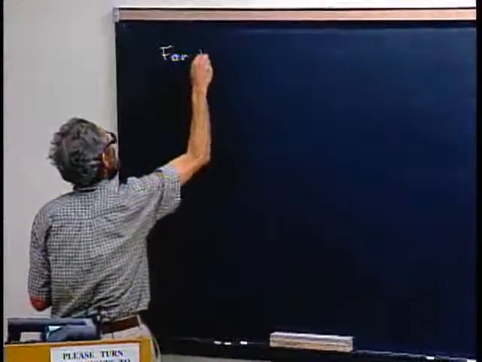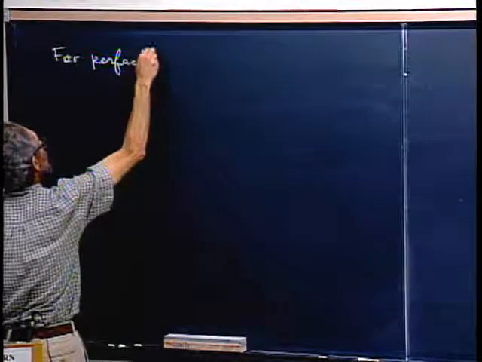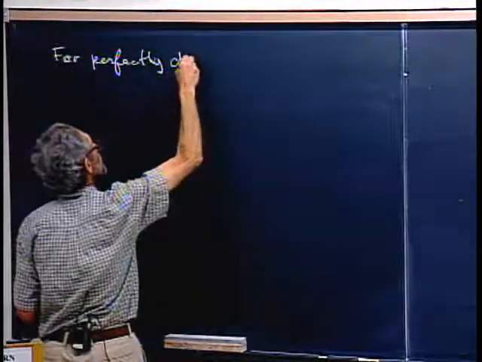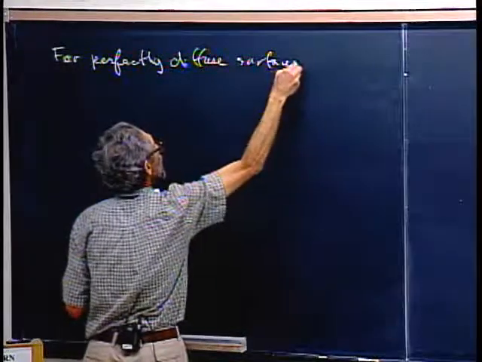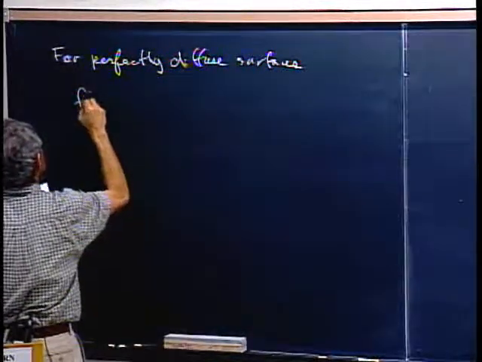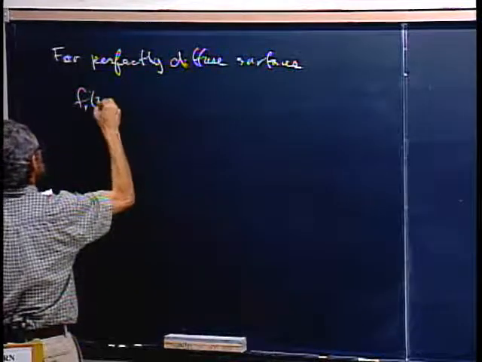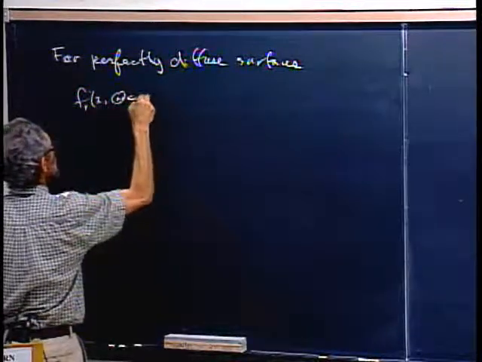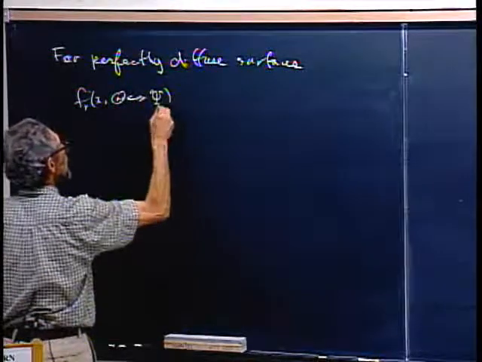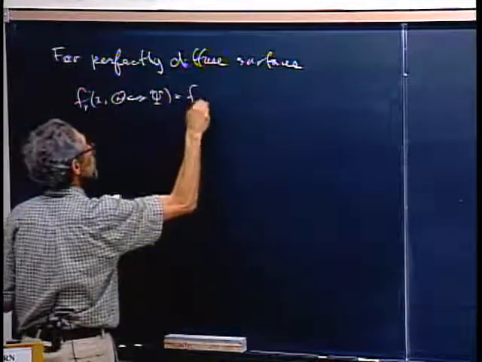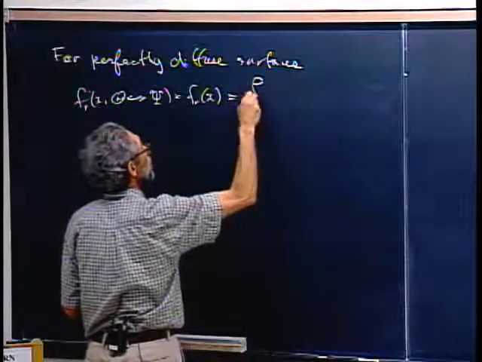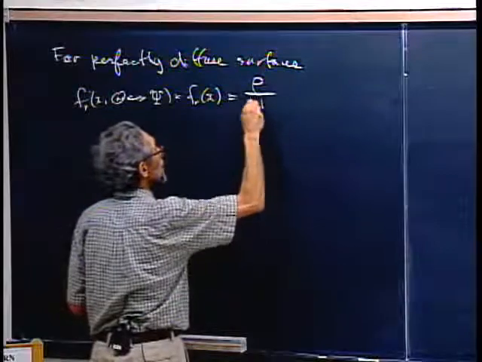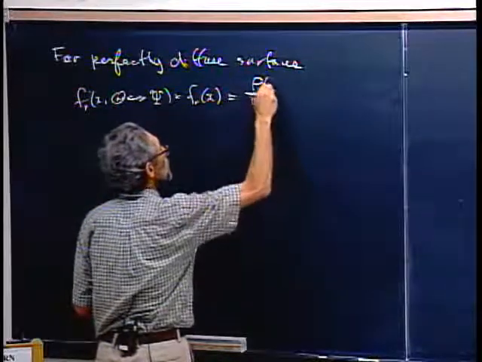So for perfectly diffuse surfaces, f_r at a point x and two directions, psi and phi, doesn't depend on the directions. It depends only on x, and we derived before that it's the percent of flux reflected divided by pi. So this could still depend on x.